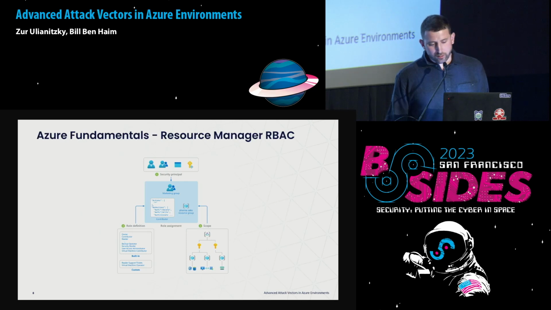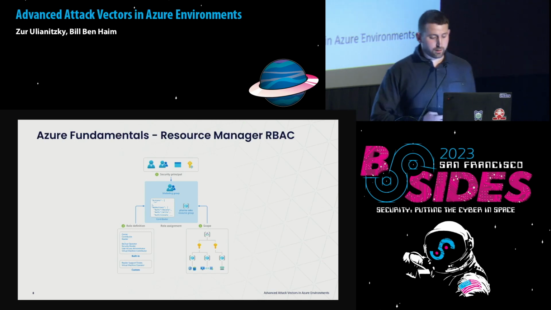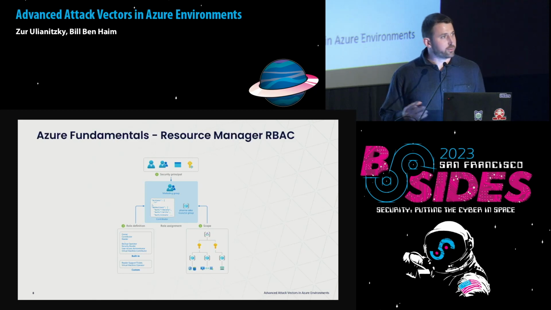Perfect. So I will continue and talk a bit about the permission model in the Azure environment. I will begin with the resource manager. As you can see in the picture, role assignments within Azure are composed of three different main objects. The first one is called the security principal. This can be a user, a group, a service principal, or a managed identity. Within the role assignment, the security principal represents who we are going to assign the permissions to.